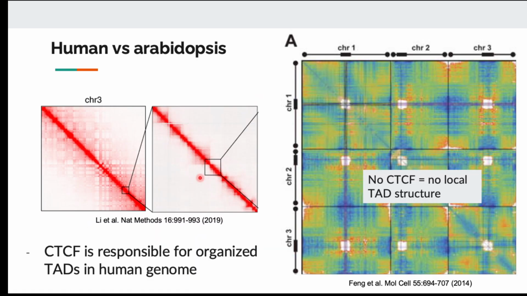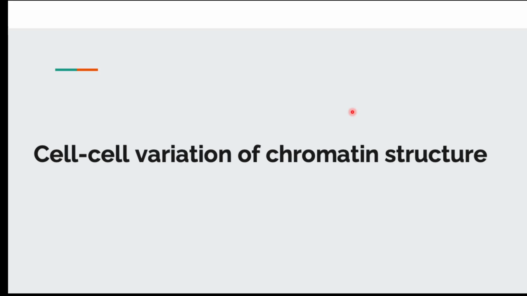This occurs in human and mouse, but in plants like Arabidopsis, which has no CTCF, you don't see the same structure. You don't see this kind of diagonal box-like pattern in this plant. So we're still not sure in other organisms what mechanisms are responsible for regulating gene expression and the organization of the chromosome. Okay. So the last thing I want to mention is the cell-to-cell variation of the chromatin structure.